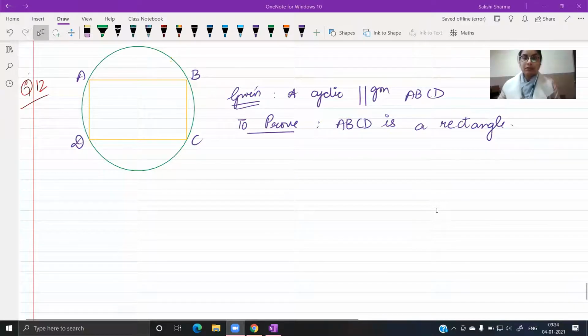So you are given that we have a circle. I have not marked the center because I don't need it. In case you want to, you can mark. You can write down that we have a circle with center O.